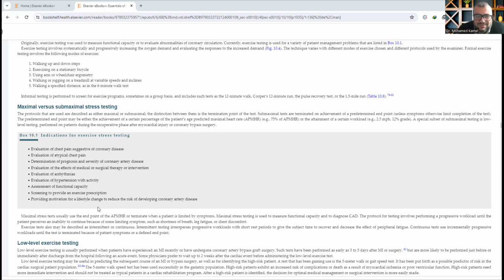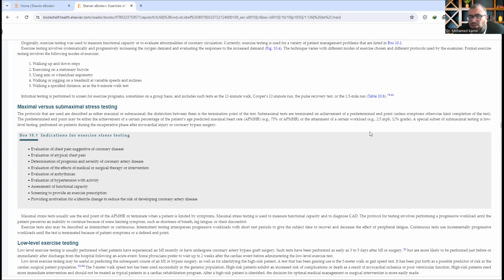Okay, so here, it may be either achievement of a certain percentage of the patient's age-predicted maximum heart rate. Like if I am telling you that we will reach only 75% of the age-predicted maximum heart rate, so for somebody whose age-predicted maximum heart rate is 180, you multiply 75% of that, and this will be your predetermined level, where you will stop the test when the patient reaches this level. Or of a certain workload, like 2.5 miles per hour, which is a speed on the treadmill, for example, and 12% grade. This is the inclination or the incline of the treadmill.